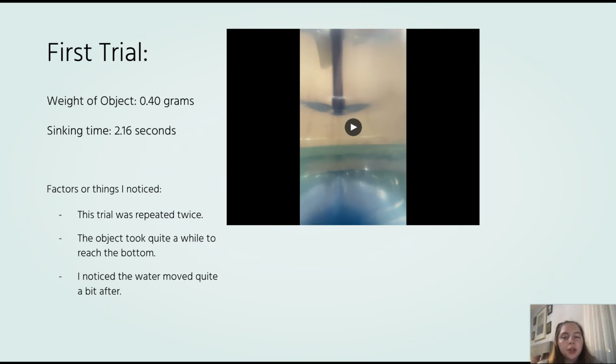So now the object proved to be taking quite a while to reach the bottom. I was actually quite surprised by this because I thought it was going to be light, so therefore it was going to be really quick. But no, it actually took quite longer than I predicted. I also noticed the water moved quite a bit afterwards, which is interesting because it has a smaller surface area than the other trials, which you will see. And I thought it was interesting how the water keeps moving from this.